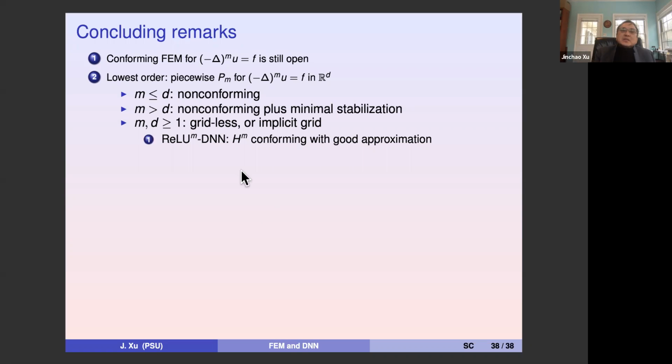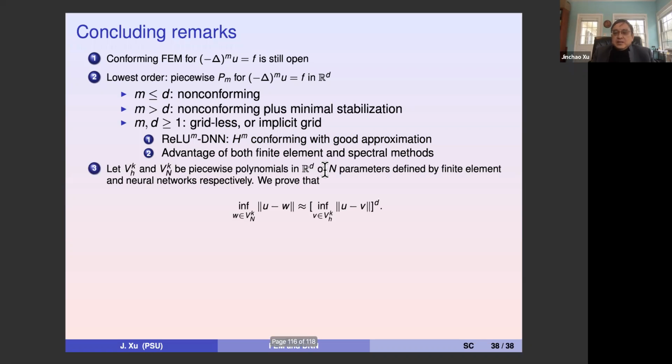Now, we're talking about what I call a gridless method. You have, for example, piecewise polynomial of degree n. It's H^m conforming with not only good approximation, it's actually super approximation. I have the theoretical advantage of finite element spectral method in some sense. It's a very high order, higher order in the sense that it's a d power higher than the corresponding finite element.